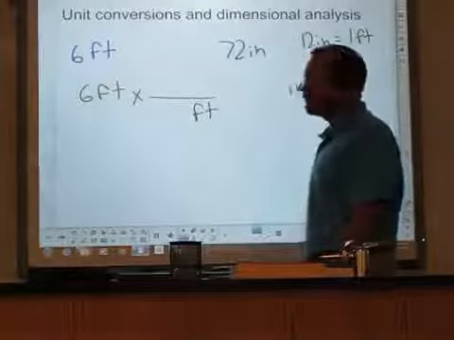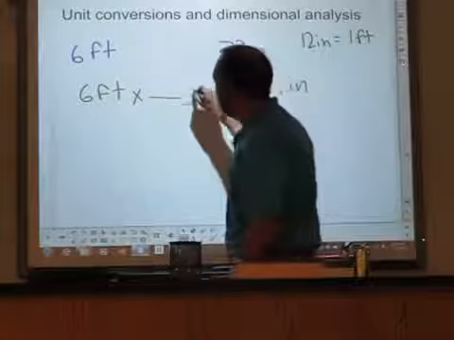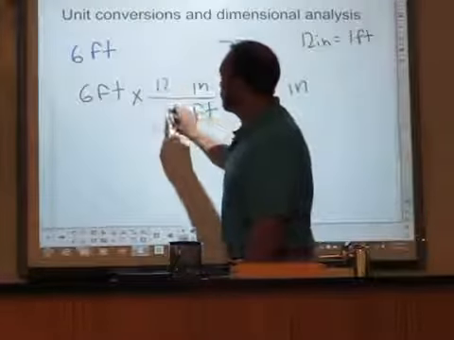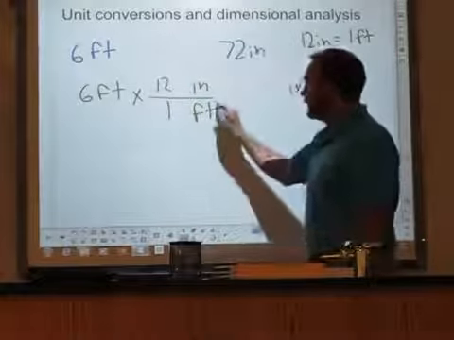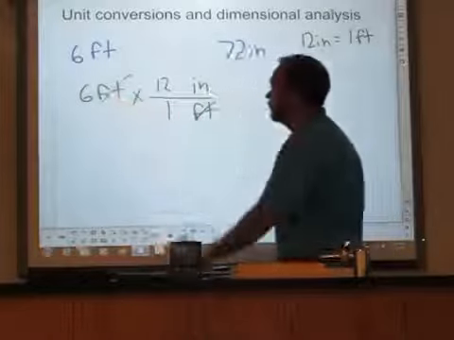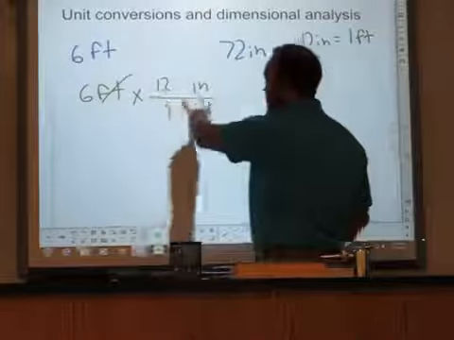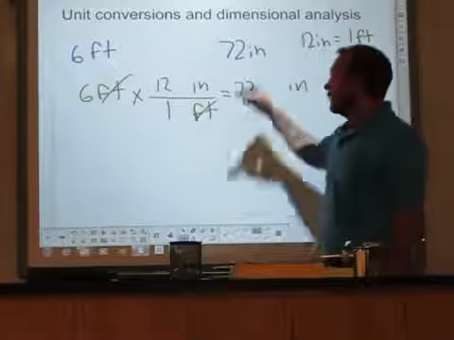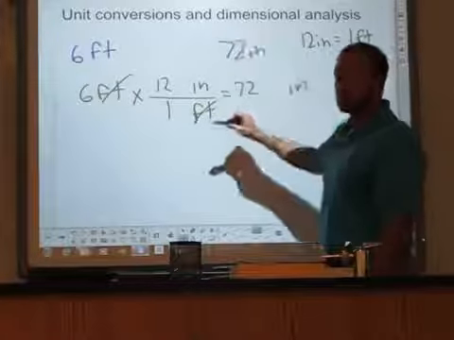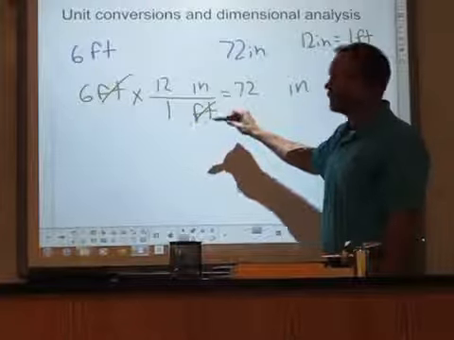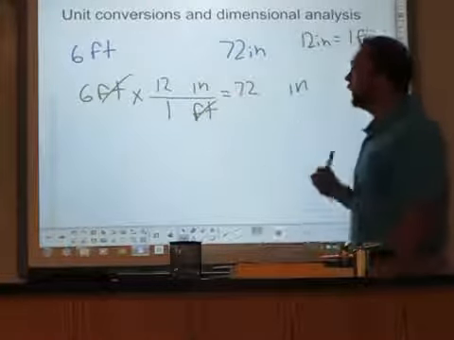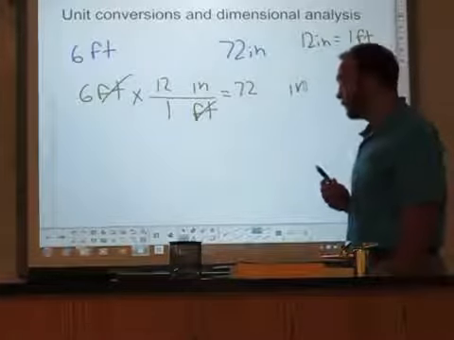The unit I want to switch it to is inches. Since I know how many inches are in a foot, I'm going to put that on the top. And I know there are 12 inches in 1 foot. I can see that my units cancel, so I'm left with what I want, inches. 6 times 12 is 72 inches. This gets no credit. This gets full credit. Understand? Now, we can do that with more complicated unit conversion problems.